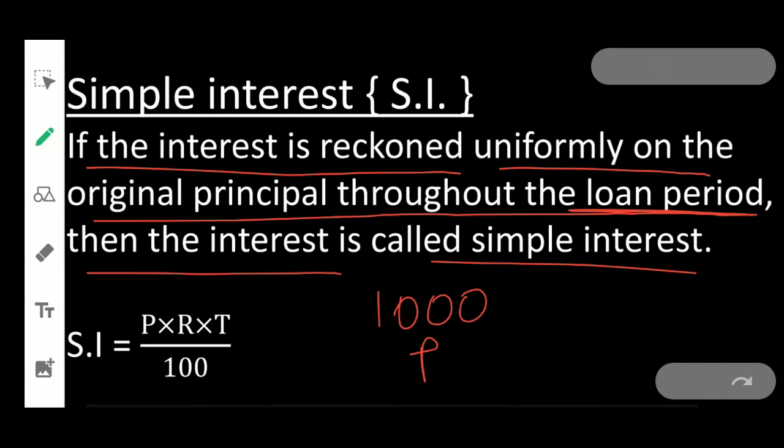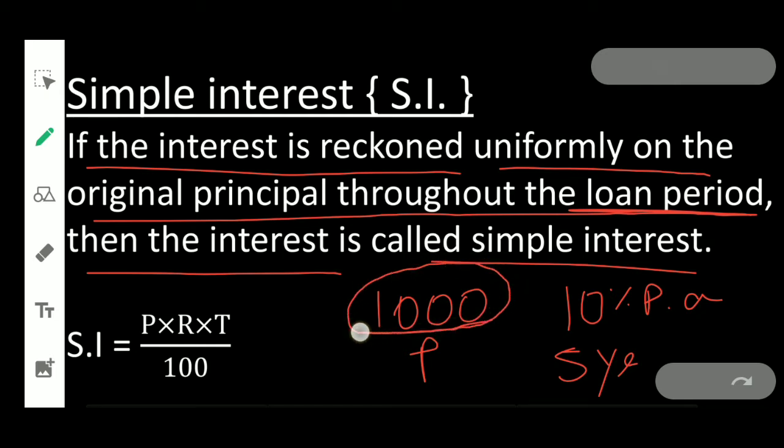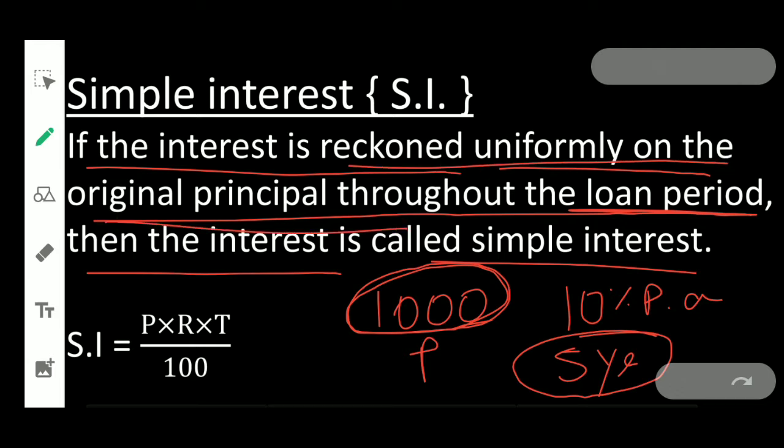and let's say 10% per annum, that is the interest rate, for 5 years. This is the time. So here interest will be calculated on the original principal value, that is 1000, throughout the entire time, that is 5 years. So simple interest is when the interest is renewed uniformly on the original principal throughout the entire time. So this is the formula of simple interest, SI.